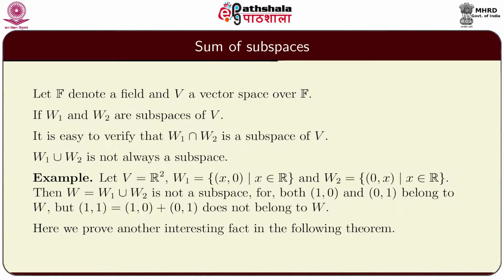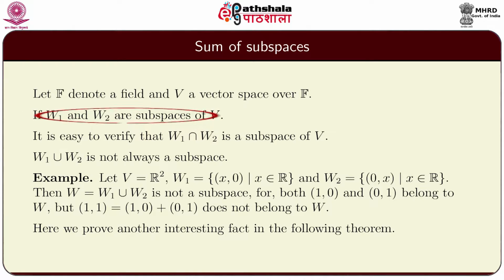We now start chapter 2 module 7, and we will learn some basic constructions like sum of subspaces, direct sums, the internal and the external ones, quotients, and we will also learn some very important theorems on quotient spaces called the isomorphism theorems. Let us start. Let F denote a field and V a vector space over F.